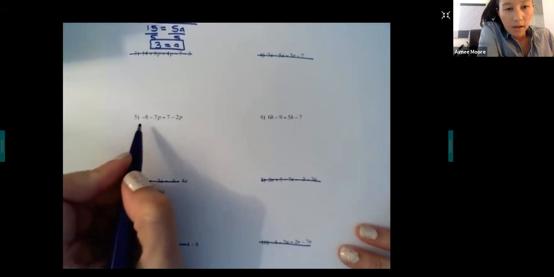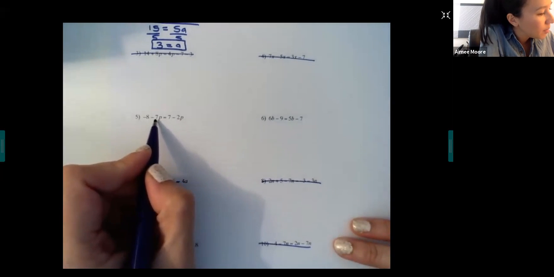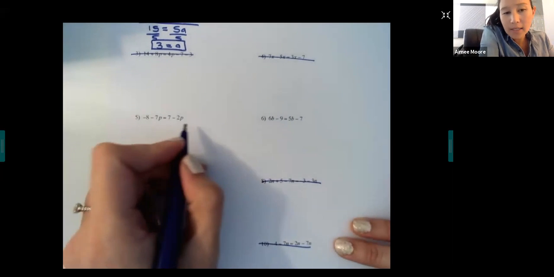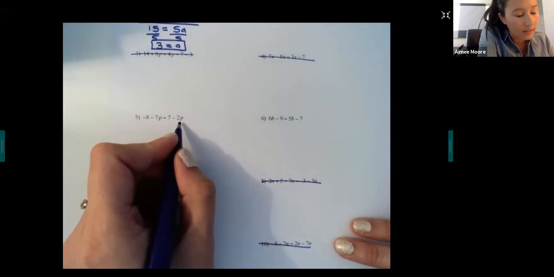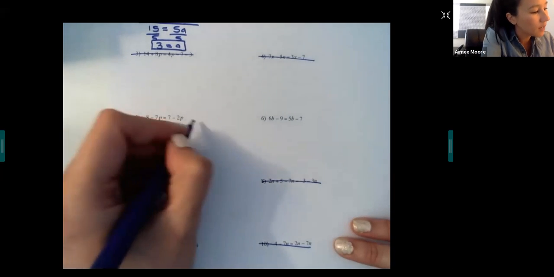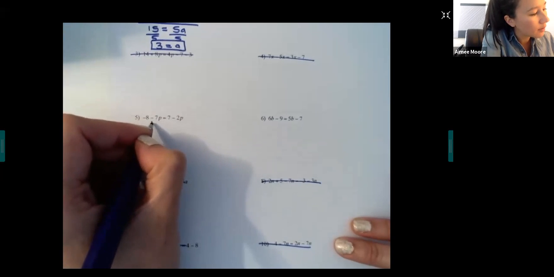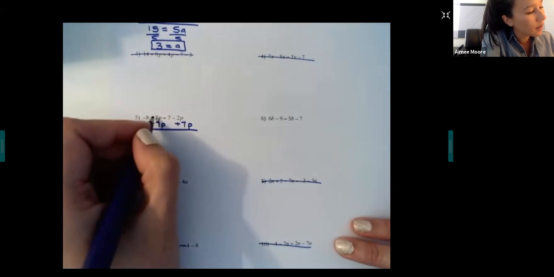Okay, so for number 5, we have our variable terms -7p and -2p. So either one, it doesn't matter. You can either add 7p or you can add 2p. You just have to get all the p's together. The smaller one in this case though is the -7p. So I like to do the smaller one. So we would add 7p to both sides.